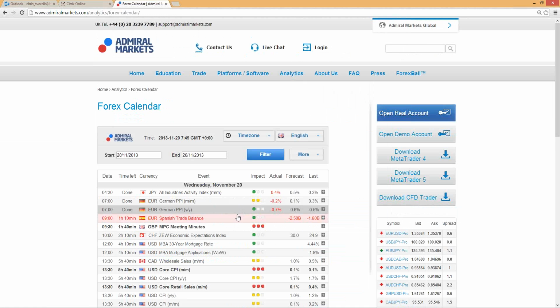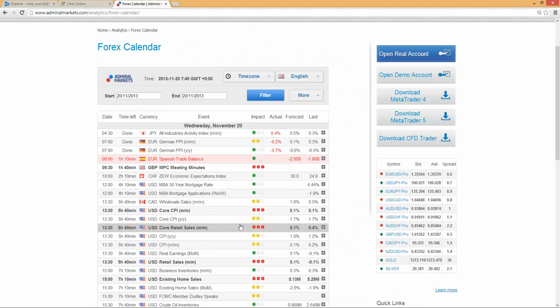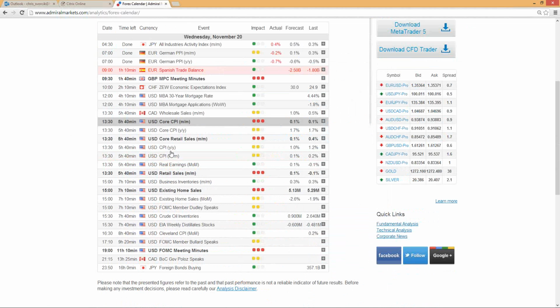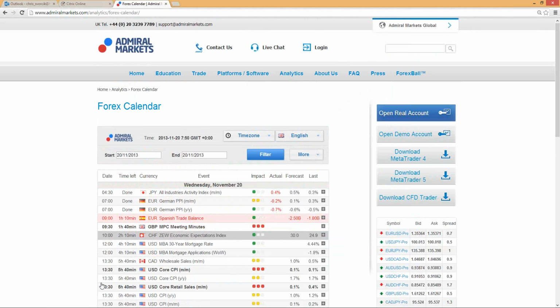We got a sizable agenda today with MPC meeting minutes on the pound. So we have to be careful of that. With the pound today, the usual ups and downs probably, quietness before and ups and downs after that event. We do have a sizable USD news as well: Core CPI, retail sales, existing home sales, and then the FOMC meeting minutes. So not an easy day today.